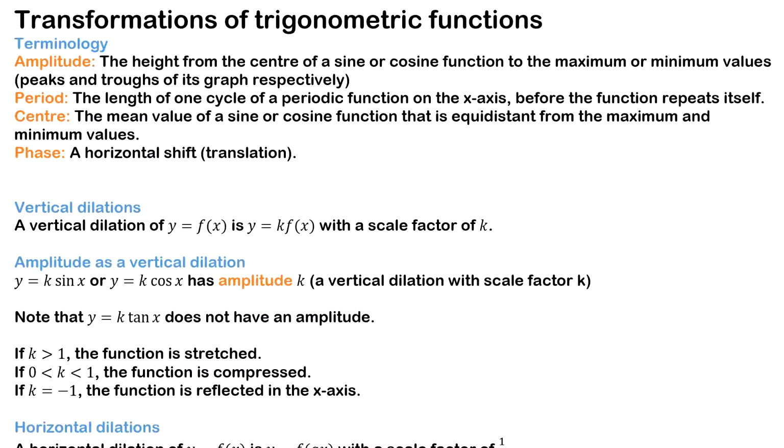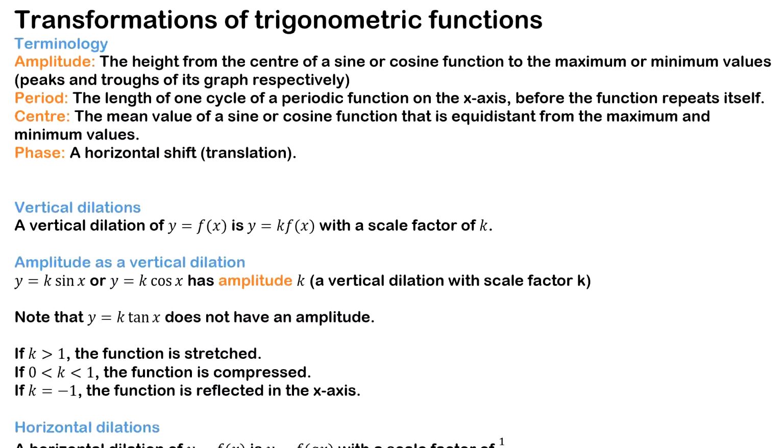The period is the length of one cycle of the function on the x-axis before the function begins to repeat itself. The center is the mean value of the sine or cosine function, and the phase is a horizontal shift, a translation of the wave.